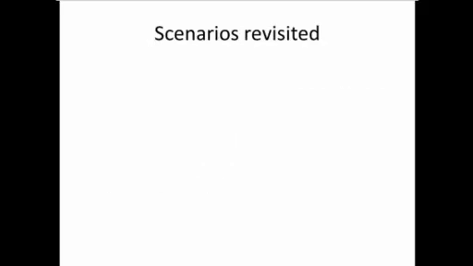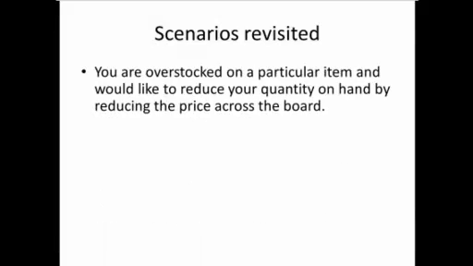Okay. So I haven't spoken specifically to how to resolve those scenarios yet because I wanted to talk about the hierarchy first, because it's important to understand that. But we're at a point now where I can talk to those things. So the first scenario was you're overstocked on a particular item and would like to reduce your quantity in hand by reducing the price across the board.